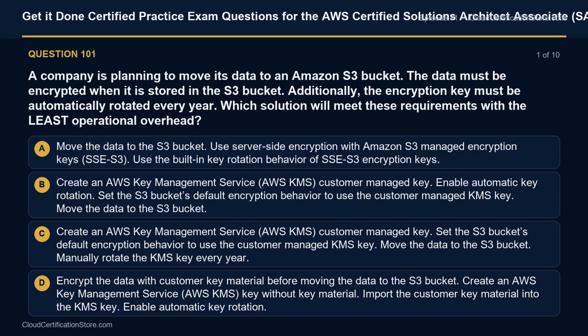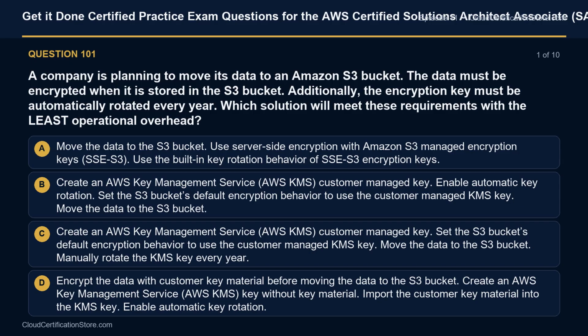Option A. Move the data to the S3 bucket. Use server-side encryption with Amazon S3 Managed Encryption Keys, SSE-S3. Use the built-in key rotation behavior of SSE-S3 encryption keys. Option B. Create an AWS Key Management Service, AWS KMS, Customer Managed Key. Enable automatic key rotation. Set the S3 bucket's default encryption behavior to use the Customer Managed KMS key. Move the data to the S3 bucket.